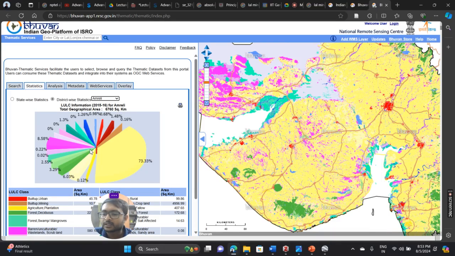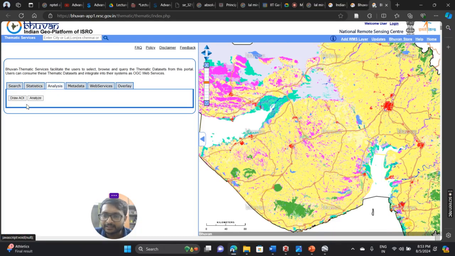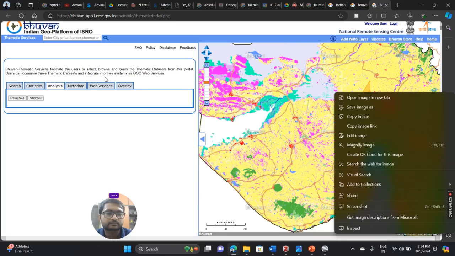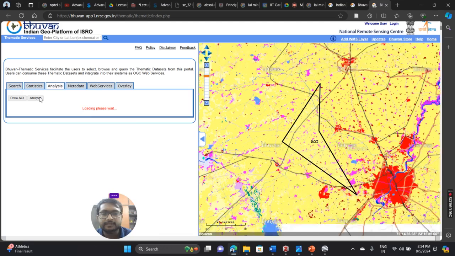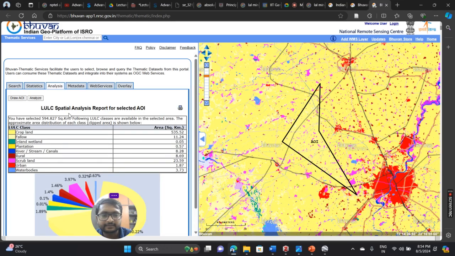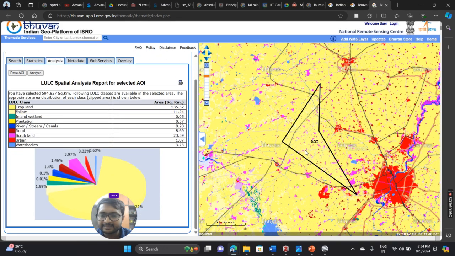But now let's say you want to do it for your own area, that you have considered some particular site where you want to do some analysis of how much urban area is present in that particular site. So what you can do is create your own shape like this, and then click on analyze. It will give you the statistics for that particular area which you have selected. As you can see, the major portion is cropland.